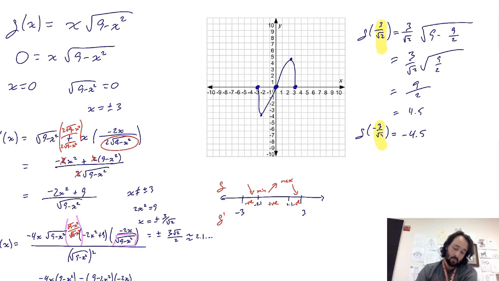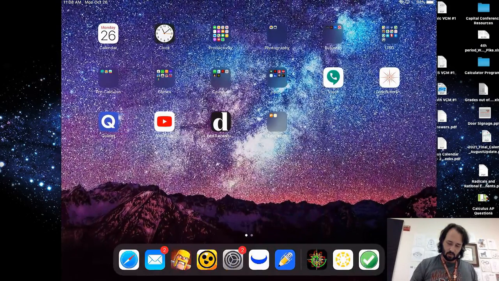So interesting. That's just a weird looking graph. I don't know what to call that thing. But that would be our graph for the function, right? And if we typed it in, x root 9 minus x squared, let's see.